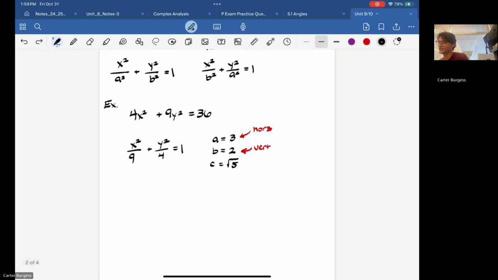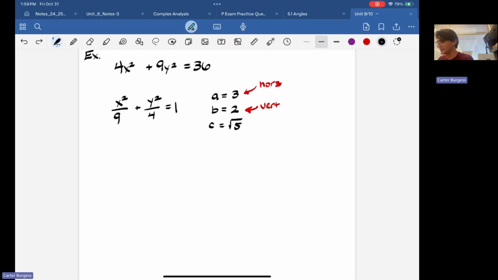All right. And that is basically everything we need in order to graph this. Technically, we didn't need C, but I could reasonably ask you to find that.